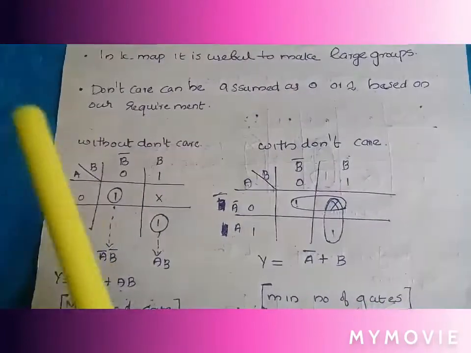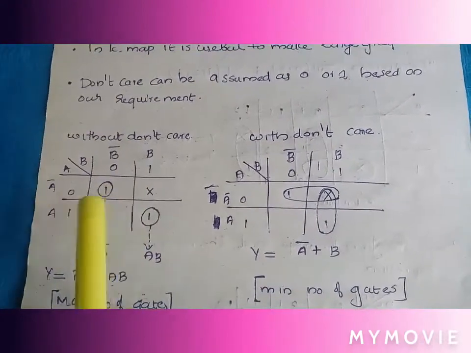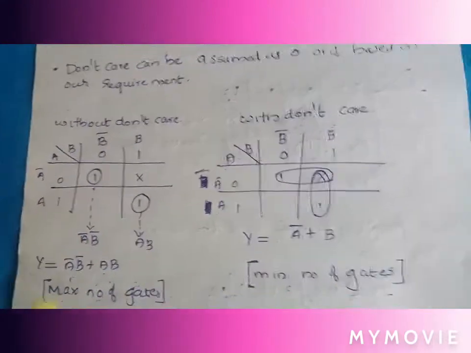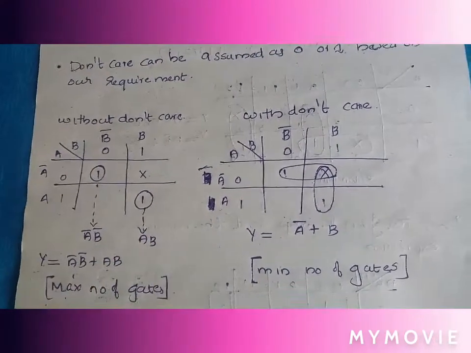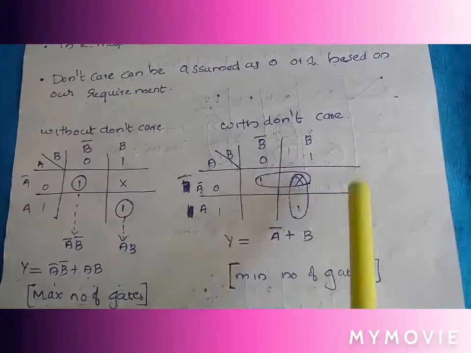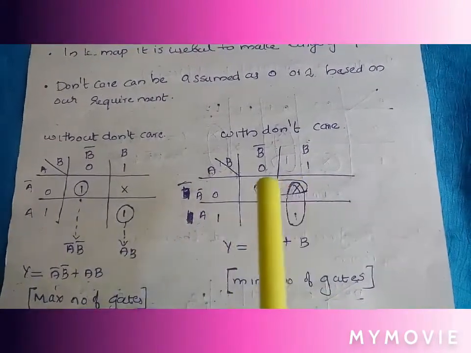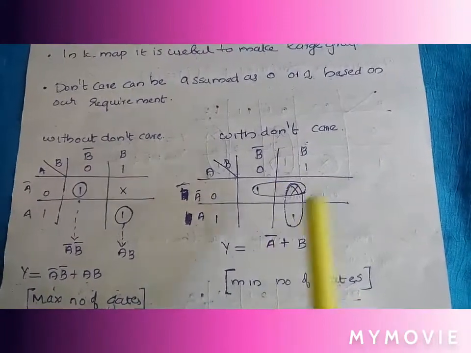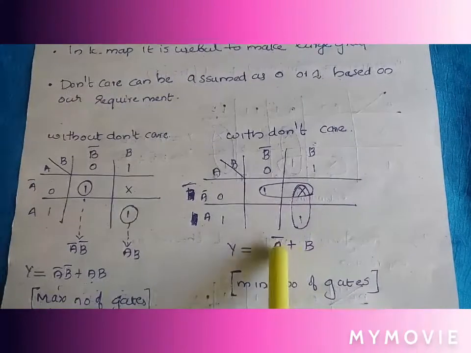We know that we consider a K-map like this. Two inputs are there, so one is here and one is here. So the output will be A bar B bar plus AB without don't care condition. With the don't care condition we can pair it and we can use here as 1. So we can make it as a pair. So we can represent the output as A bar plus B.